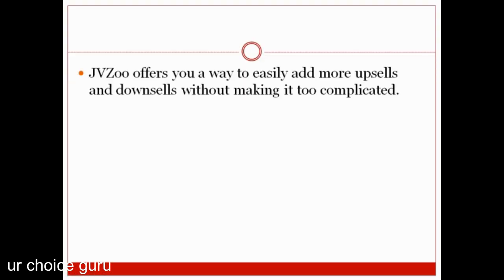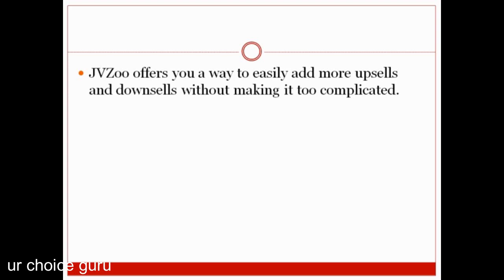Hello and welcome to video number 8. In this specific video, I'm going to talk about the JVZoo feature called Sales Funnels. JVZoo offers you a way to easily add more upsells and downsells without making it too complicated. Now, if you saw the previous videos where we talked about mapping out your sales funnel, you realize that adding an upsell and downsell is very powerful.